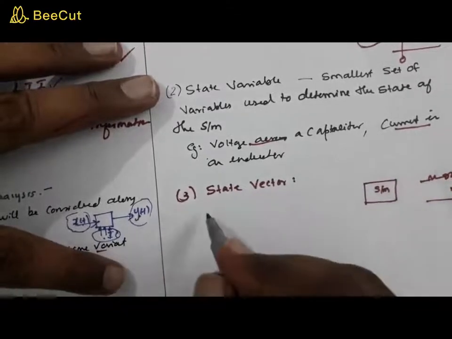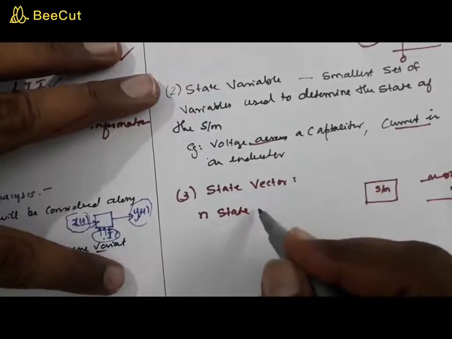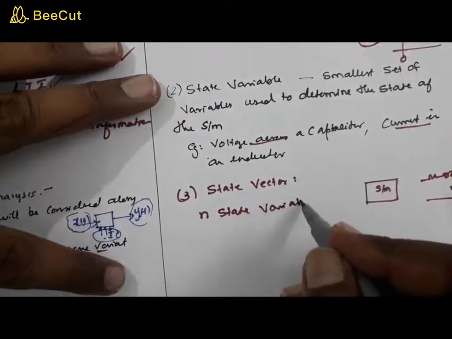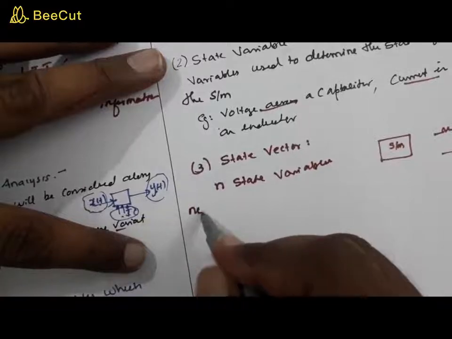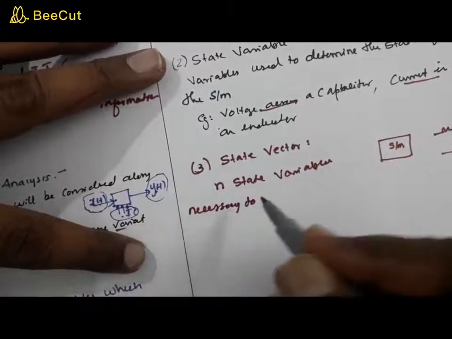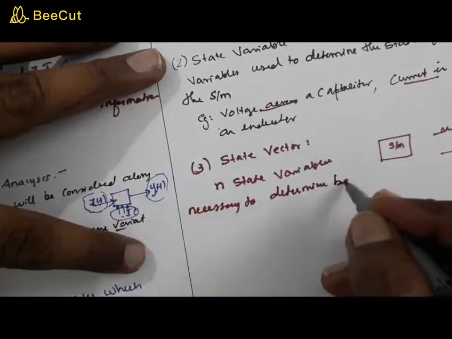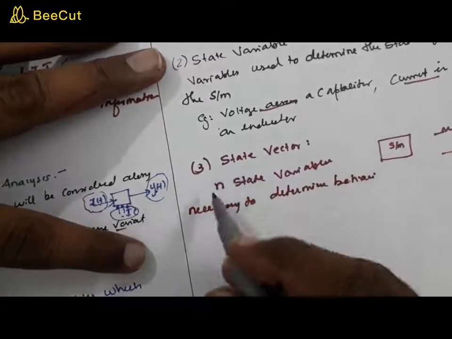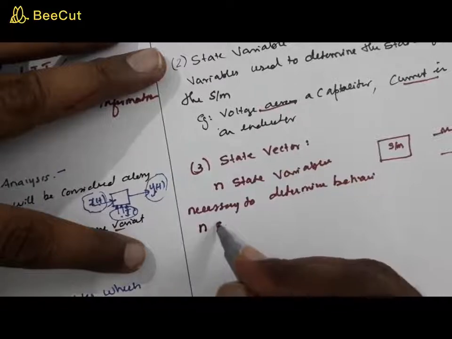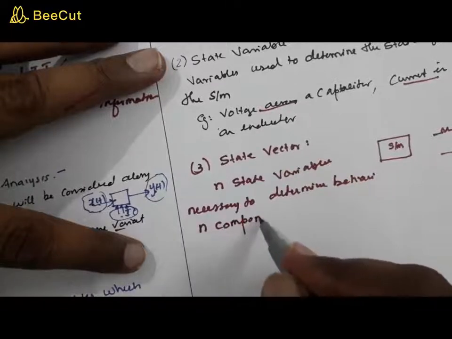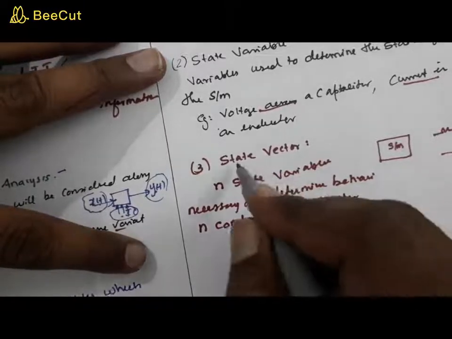Okay, so suppose in a system you have n state variables which are necessary to determine the behavior of the system, then each state variable can be considered as the n components of a vector, and that vector is called a state vector.